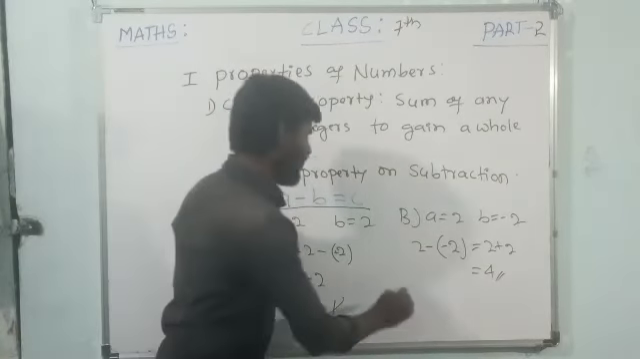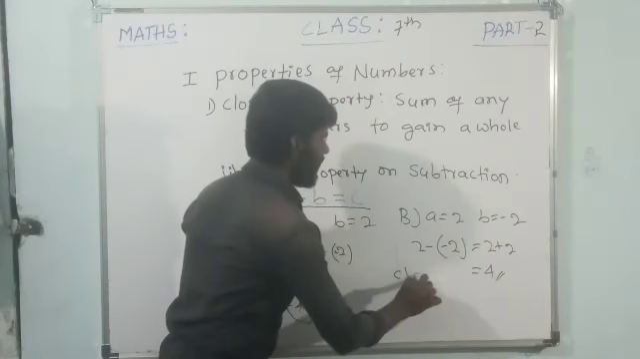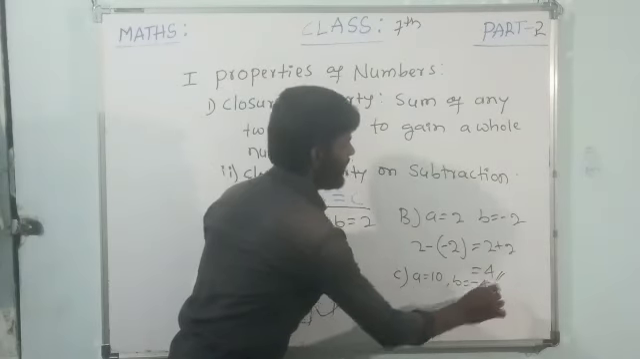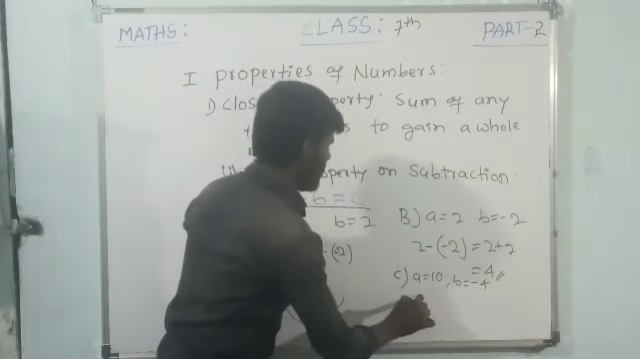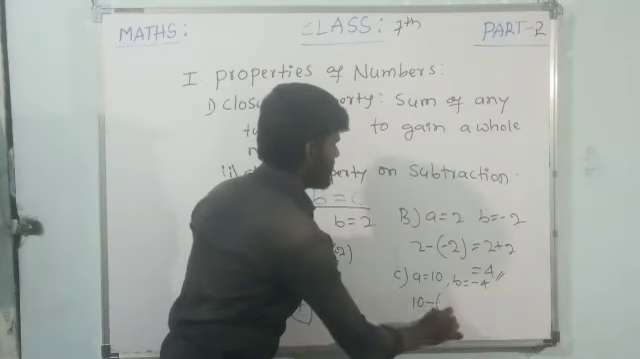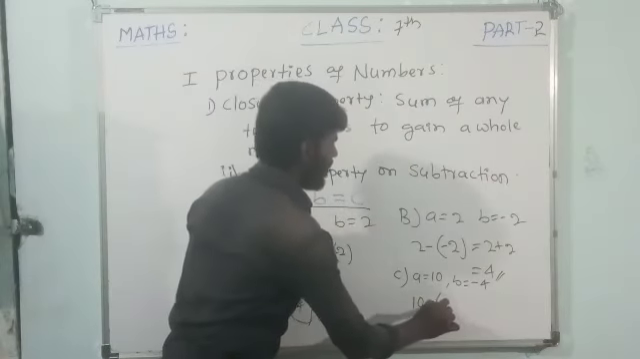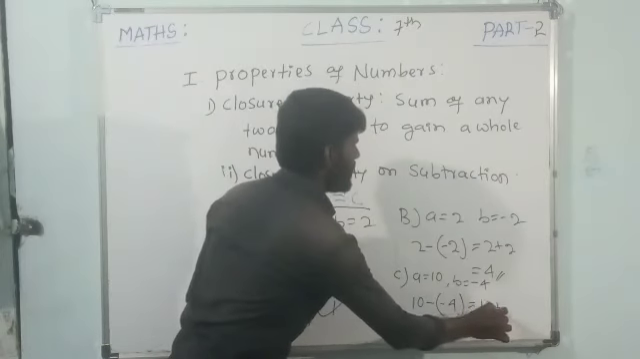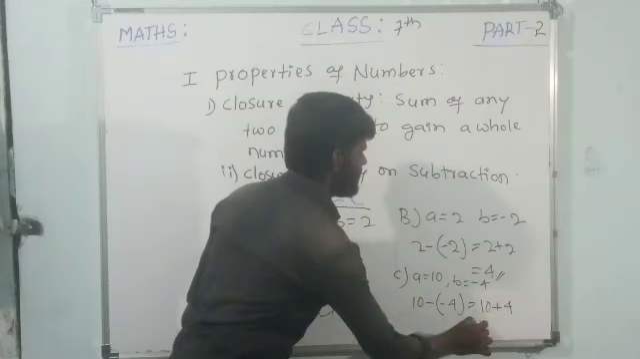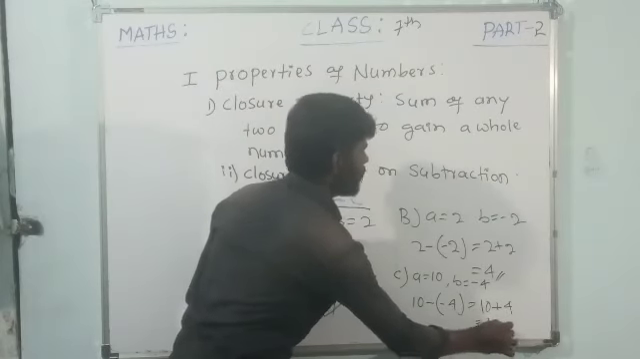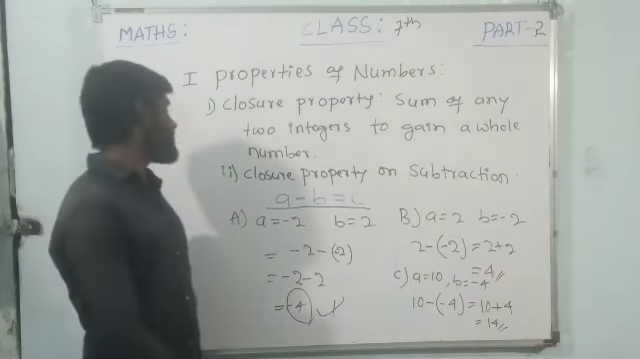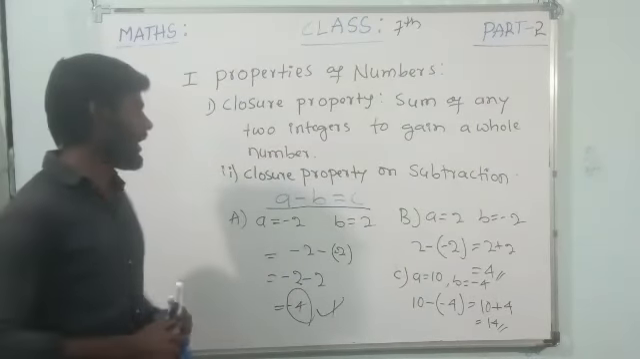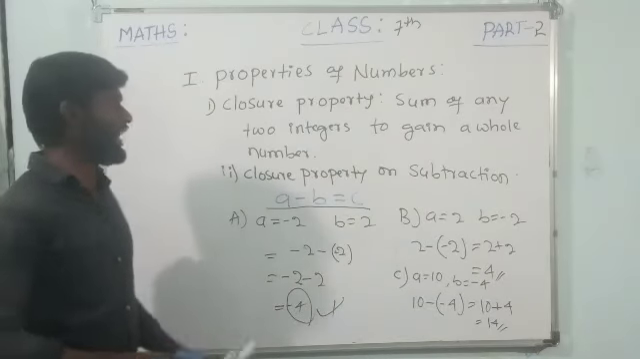Example C, suppose a is equal to 10, b is equal to minus 4. According to this, a means 10 minus, because here minus is there, then again minus 4 is equal to 10 minus into minus plus 4, that is equal to 14. Okay, dear friends, I think this closure property on subtraction is over. You did understand. Let us move to the next, commutative property.